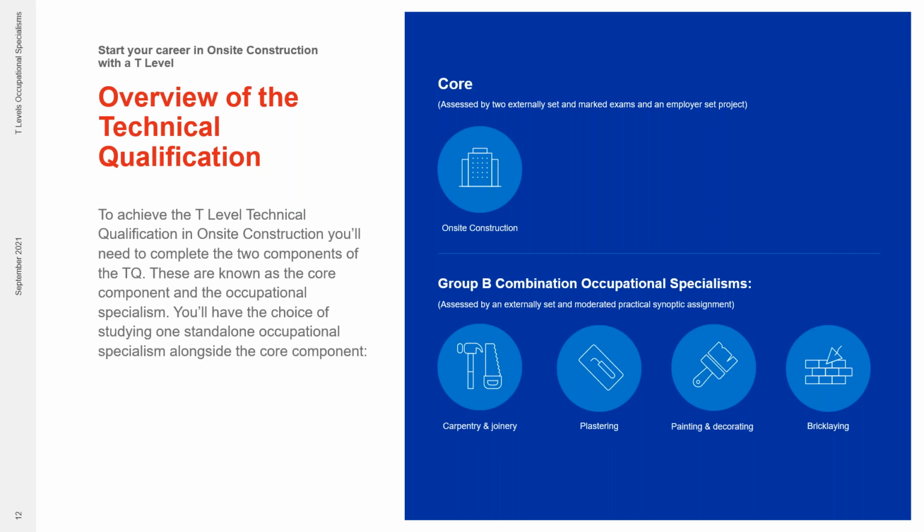Running alongside that, the learners will select one of the occupational specialisms, whether it's carpentry, joinery, plastering, painting and decorating, or bricklaying. Those are assessed, usually at the end of year 2, by an externally set and moderated practical synoptic assignment. That is a synoptic assignment that will assess threshold competence across the range of what the learners will have been learning for the 2 years prior to that assessment window. And that is how the construction on-site T-level is structured.